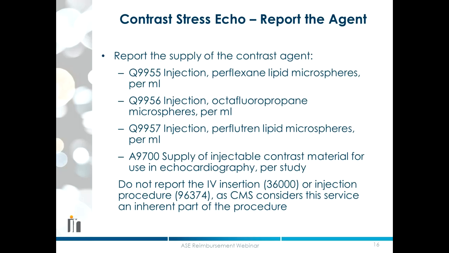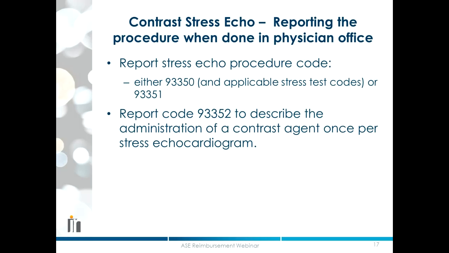In the physician office, the contrast agent will get paid. Usually it's invoice price plus 6% average selling price. Slide 17. Oh, I guess I jumped ahead. But in addition, in the physician office, there is an additional code that can be reported with the primary echo procedure, and that is 93352 if you're doing stress echo. 93352 describes the administration of the contrast agent. For a stress echo, it is not a code that is allowed or separately paid in the hospital outpatient setting.